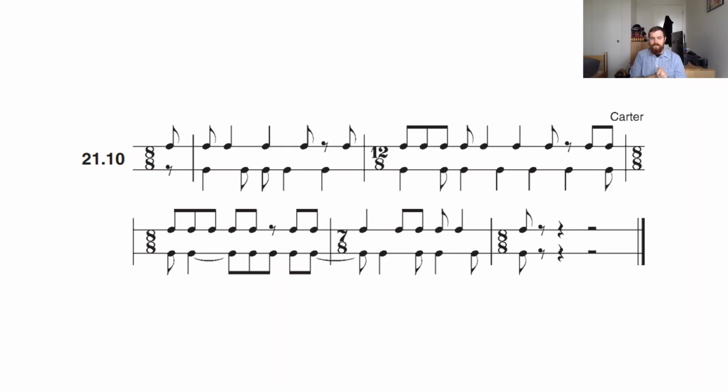Ready? So I'm going to come in before you. I'm going to count 7 in as a pickup. I'm going to come in on the 8th note, and then you're going to join me on the downbeat. Ready? 1, 2, 3, 4. 1, 2, 3.